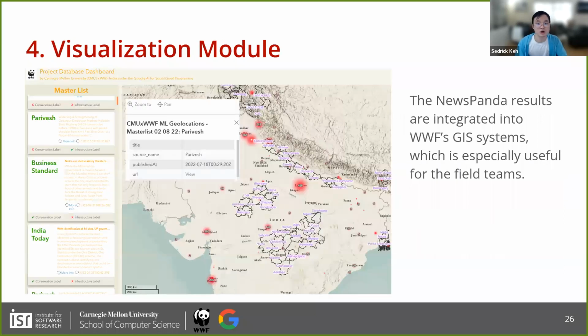So here we see the visualization. This is an existing GIS system that's built by WWF. And what's cool is that NewsPanda's articles are able to be seamlessly integrated into WWF's GIS system. So in this map, for example, we see these red areas, which are areas that are flagged by NewsPanda. And this is useful for WWF's field teams so that they can know which areas to investigate.